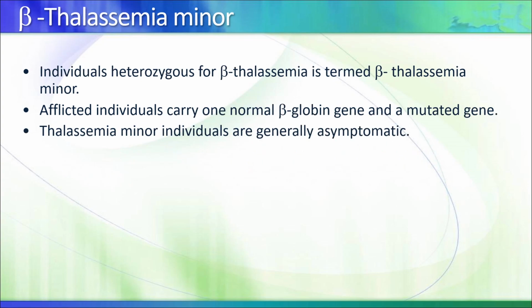You can also have individuals with beta thalassemia minor, meaning that there is some production of the beta globin. These individuals are heterozygous for beta thalassemia. Now, they have one normal beta globin gene or two that produce a low amount of beta globin. Now, usually these individuals are asymptomatic.